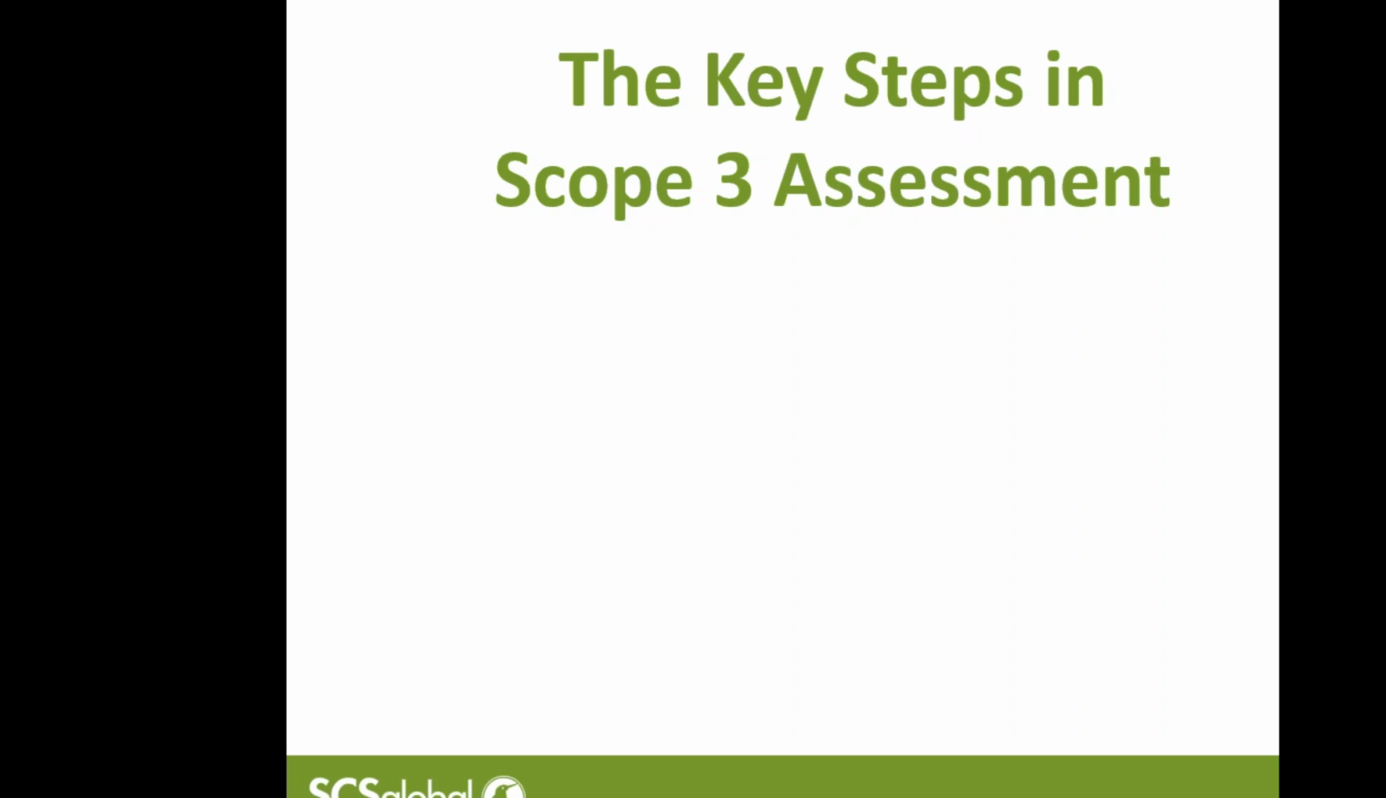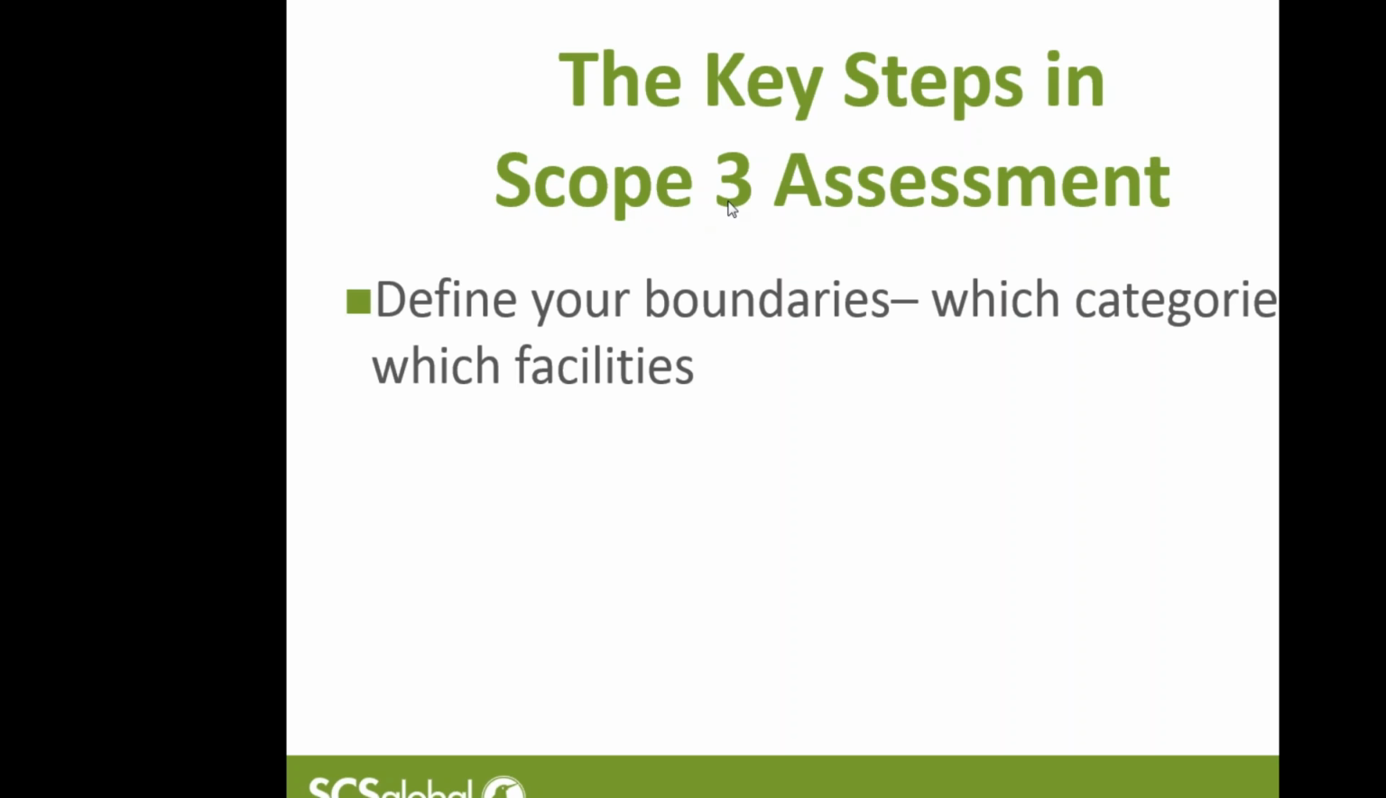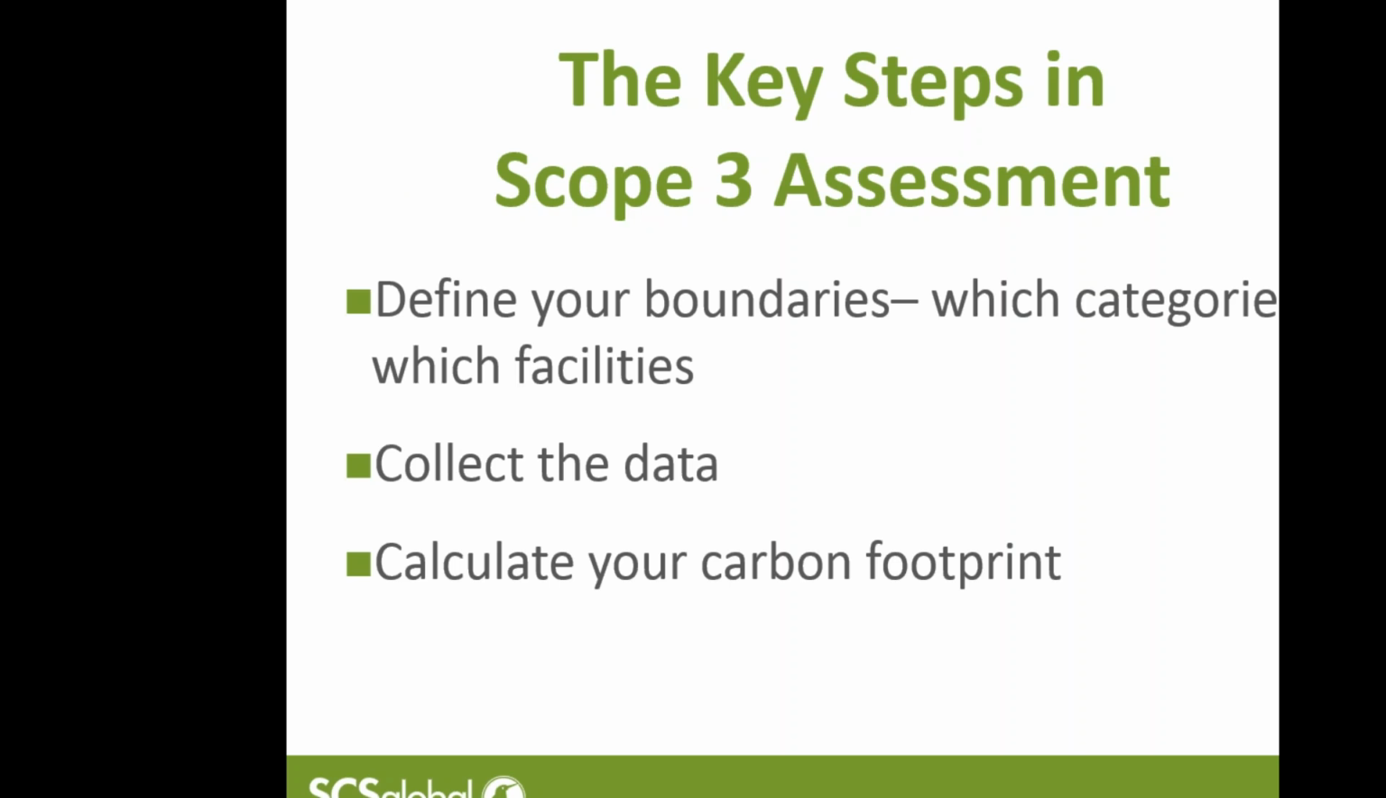Now, an overview of the key steps in a Scope 3 assessment. The first step is to define your boundaries, which categories and which facilities you'd like to include. The second step is to collect the data. And the third step is to calculate your carbon footprints.